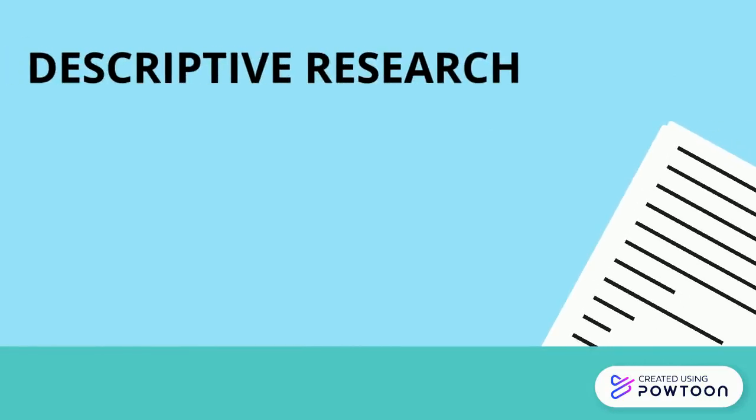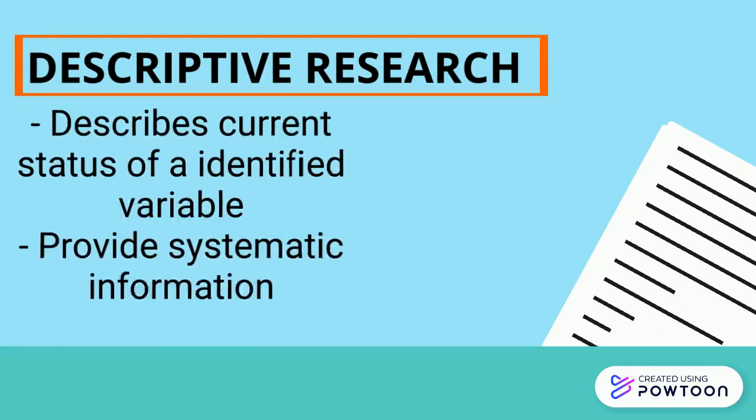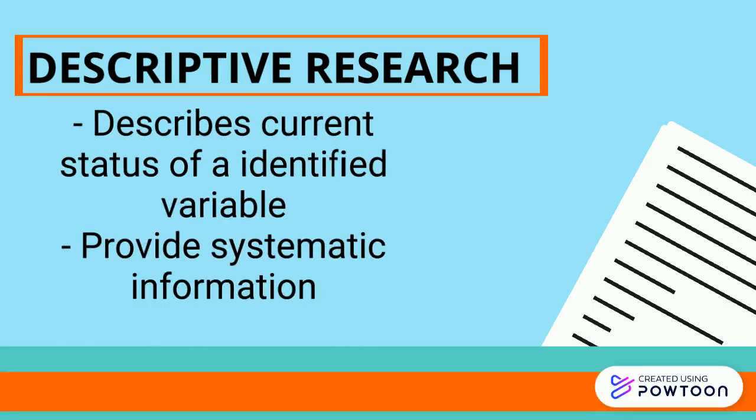There are four design types of quantitative research. Descriptive research seeks to describe the current status of an identified variable. These research projects are designed to provide systematic information about a phenomenon. Systematic collection of information requires careful selection of the unit studied and careful measurement of each variable.